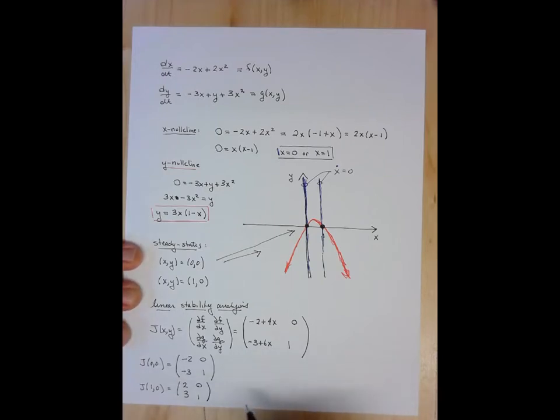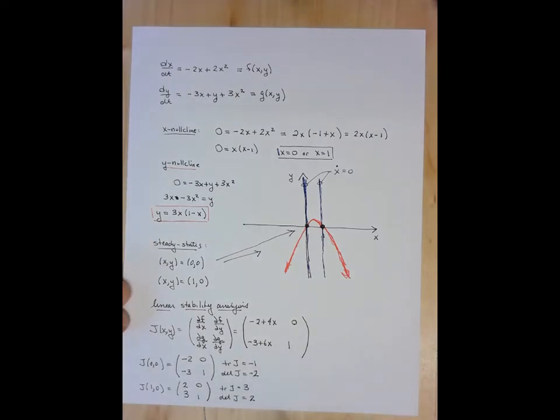And to continue the linear stability analysis, let's consider the trace and the determinant of these two matrices. So the trace of this Jacobian matrix is negative 1, and the determinant in this case is -2 times 1 minus 0 times negative 3, so that's simply -2. In this case, the trace is 2 plus 1, or 3, and the determinant is 2 times 1 minus 0 times 3, or positive 2.